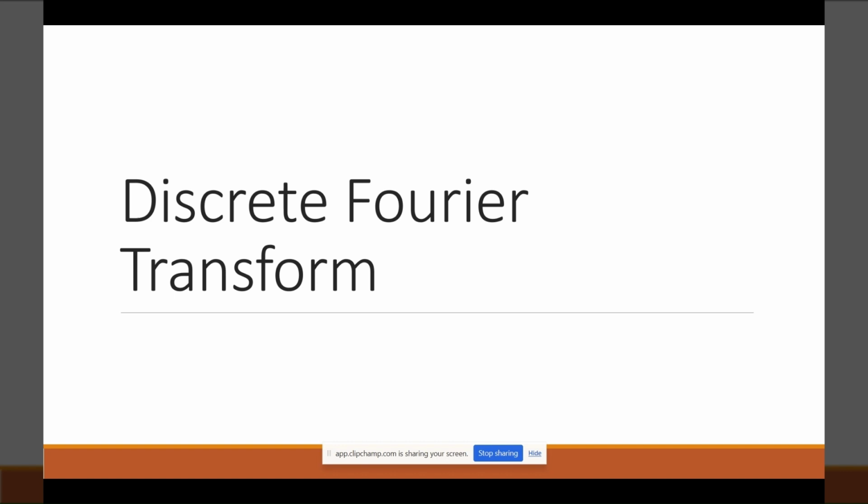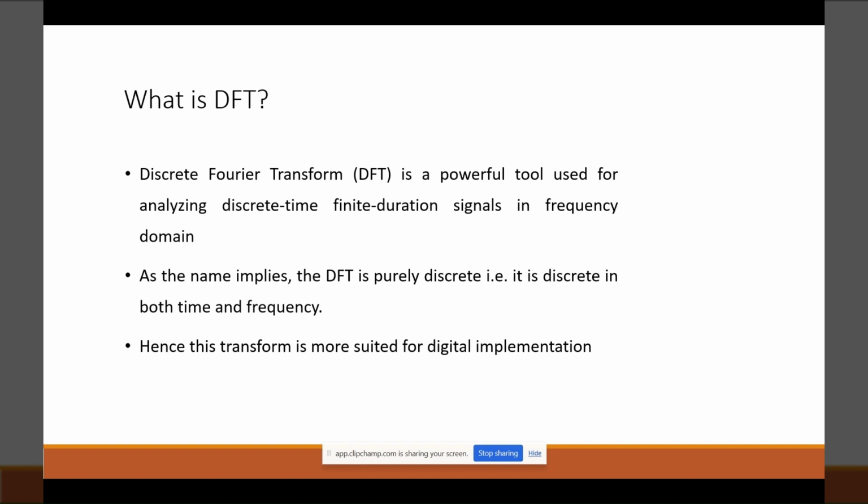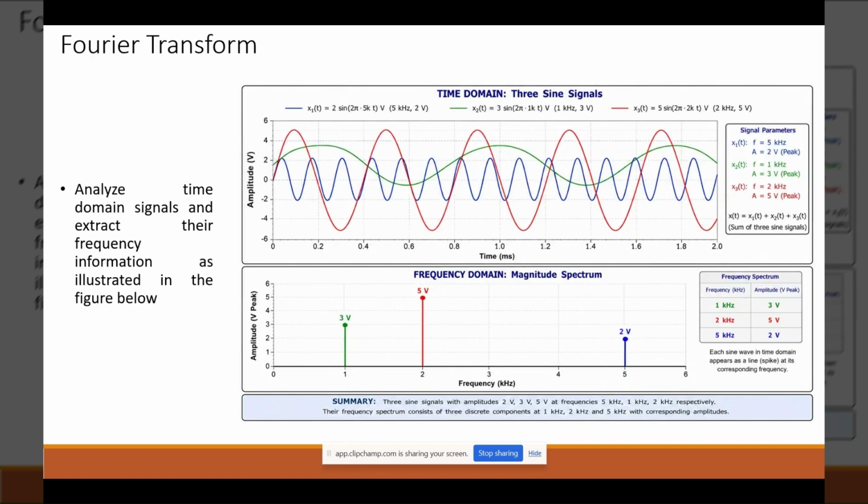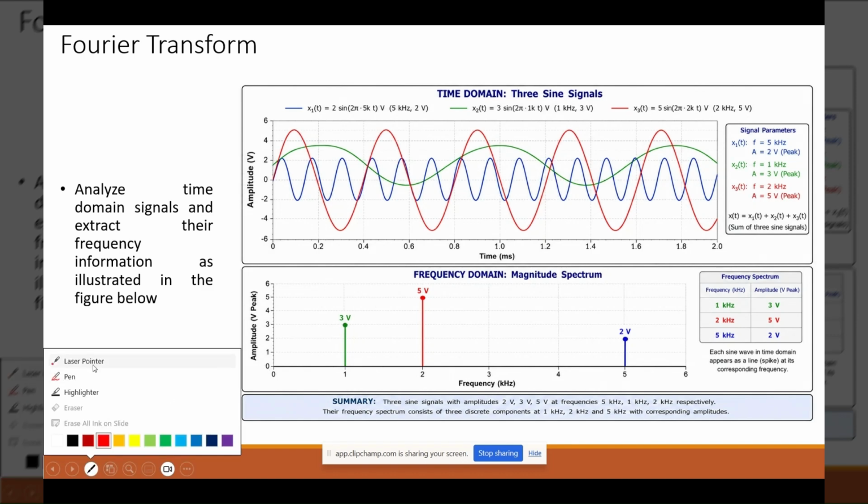In this video lecture, we will see what the discrete Fourier transform is, what its application in signal processing is, and why we go for a discrete Fourier transform. First of all, what is the discrete Fourier transform? It is a powerful mathematical tool that helps in analyzing discrete time signals. From the name itself, it implies discrete time signals, and it is helpful in analyzing finite duration signals in the frequency domain. It is purely discrete and more suited for digital implementation. Let me explain what it is exactly going to do.